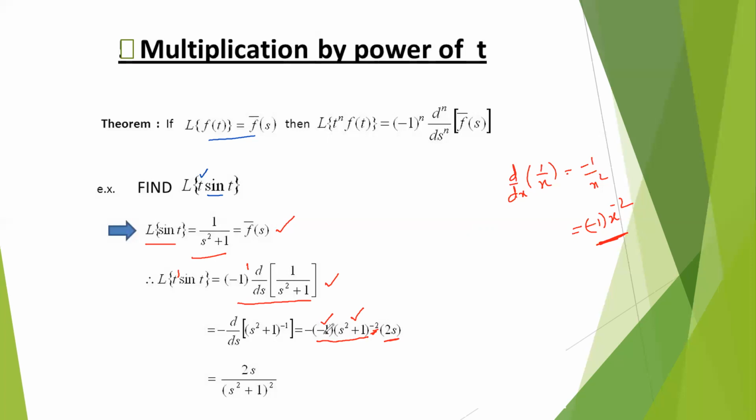In the differentiation, we got one subtraction symbol. According to the formula, we have another subtraction symbol. Both together, minus times minus becomes plus. And 2s will remain as it is in the numerator, whereas s square plus 1 whole power -2 will be written as s square plus 1 whole square. So finally, the result is 2s divided by s square plus 1 whole square.